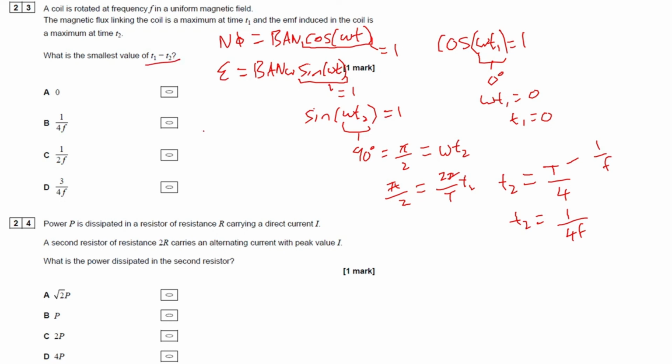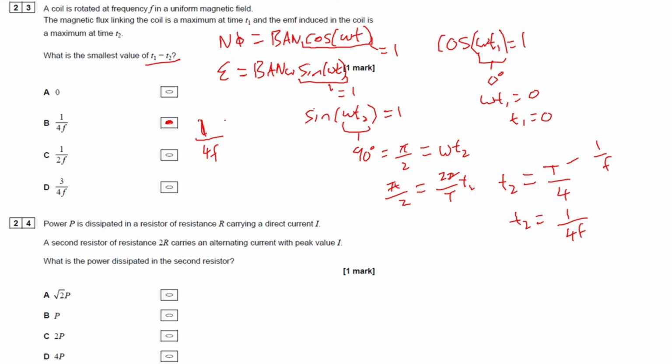Therefore, if I look at this equation, well, t1 was just 0 and t2 is 1 over 4f, so you're just left with 4f, 1 over 4f, sorry. Okay, so it has to be B as the answer.